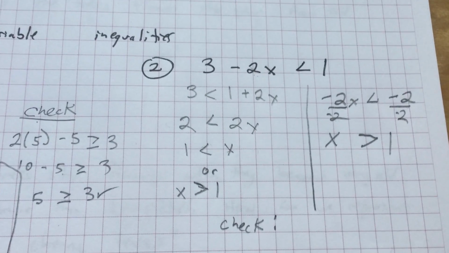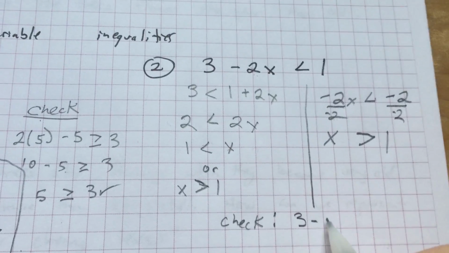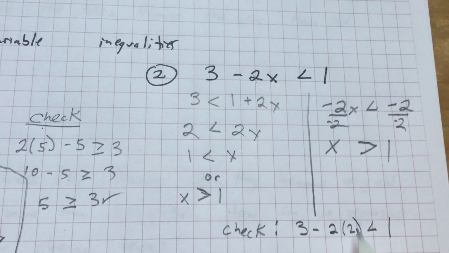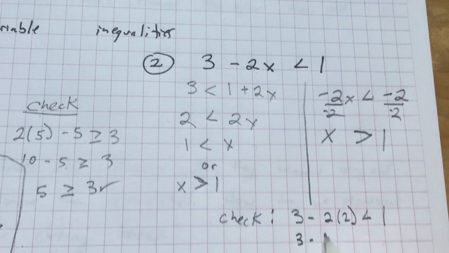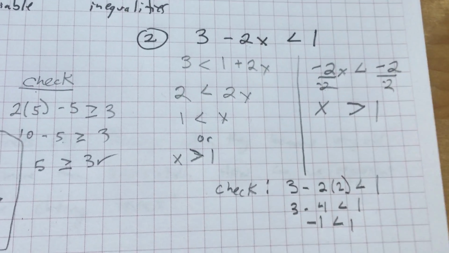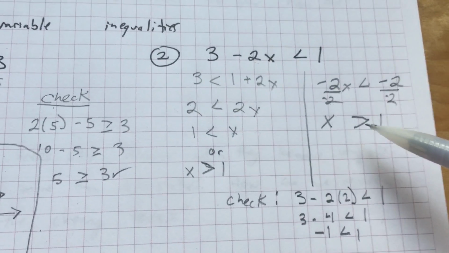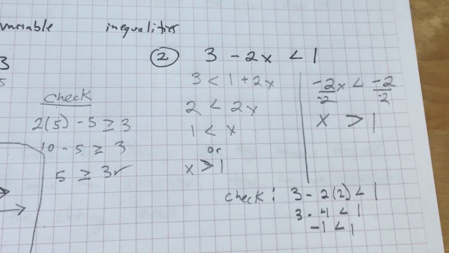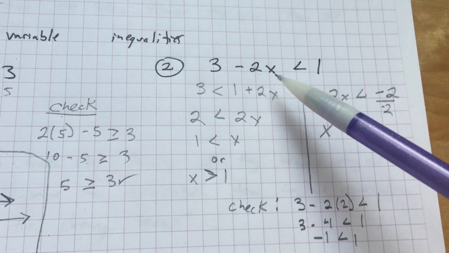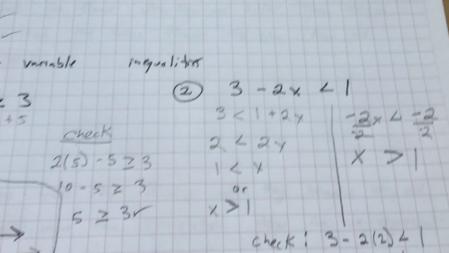What's a number larger than the number 1? Let's try 2. So 3 minus 2 times 2, less than 1. So 2 times 2 is 4, so 3 minus 4 is less than 1, and definitely negative 1 is less than 1. So if we had done it in this fashion over here, and you had gotten a number that was, say, x was less than 1, we would have tried 0. And we plug that in. 3 minus 0 would have given you 3. 3 is definitely not less than 1. So we know that we had made a mistake.